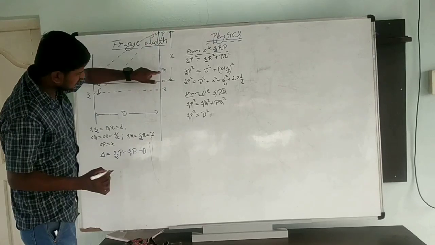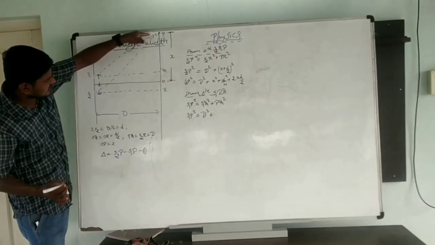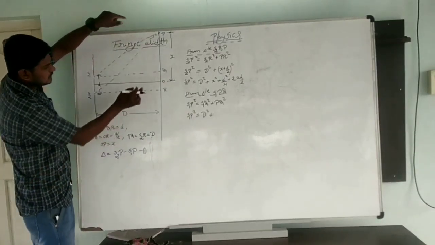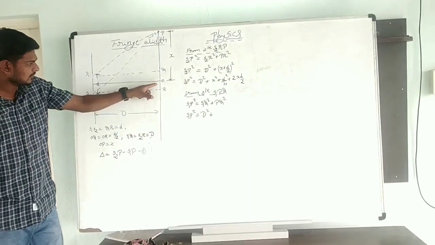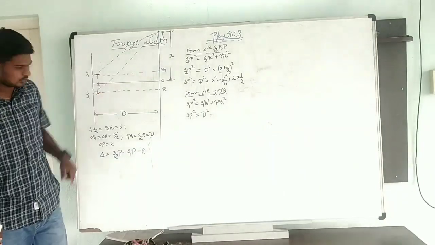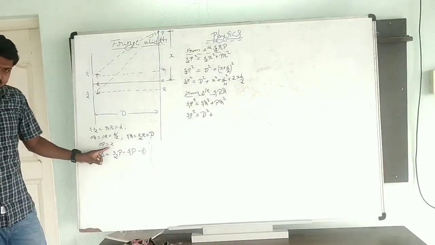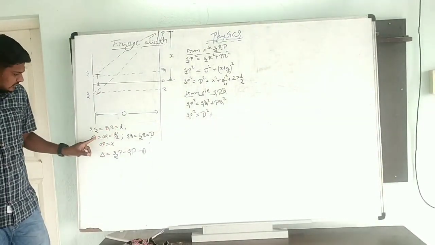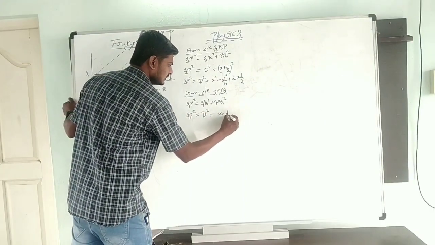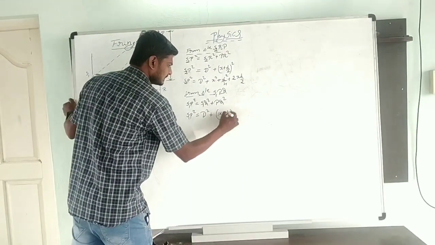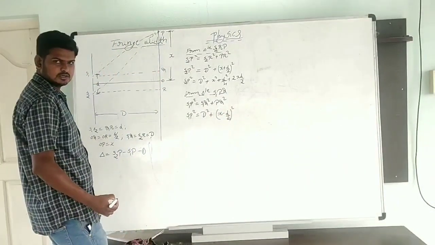I want only PQ, that's why OP minus OQ. OP is X and OQ is D by 2. That's why it will be X minus D by 2 whole square.